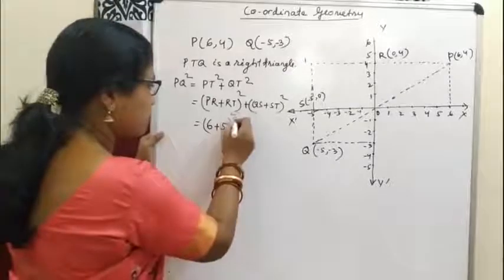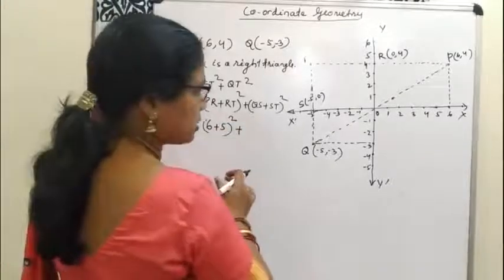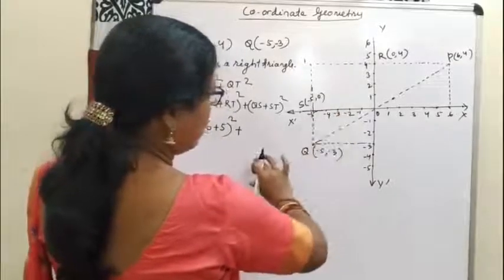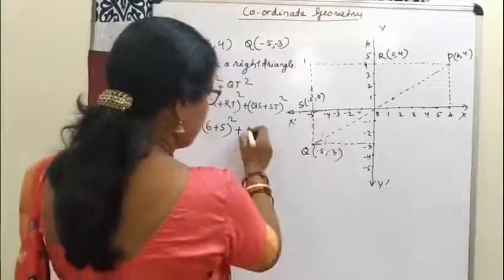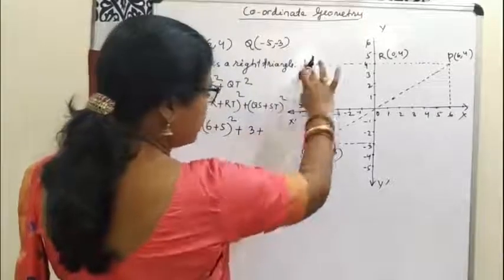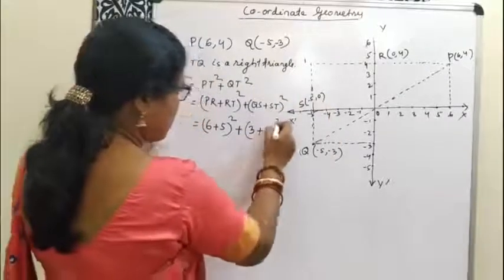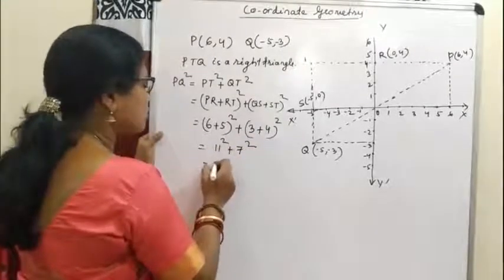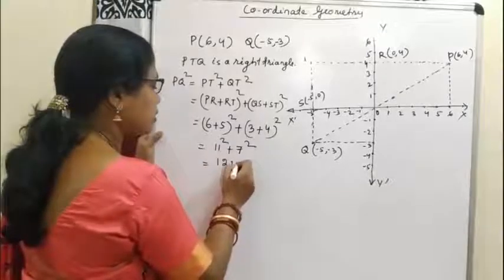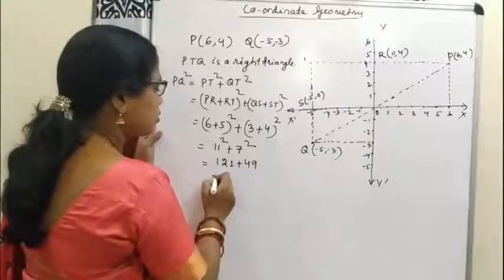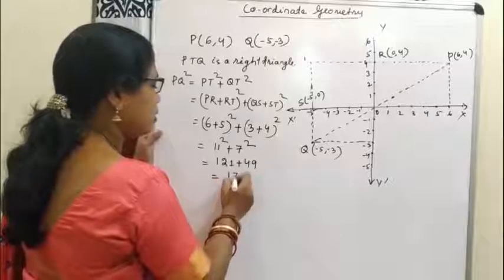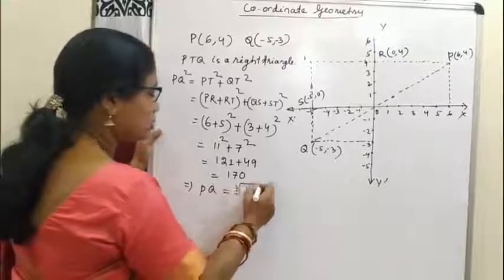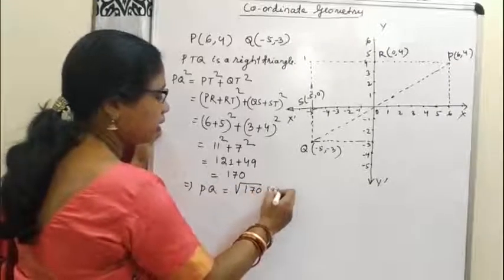So 6 plus 5 whole square plus what is QS? Here QS is 3 units plus ST is 4 units. So this is equal to 11 square plus 7 square. That is equal to 121 plus 49, which is equal to 170. So this implies PQ is equal to square root of 170 units.